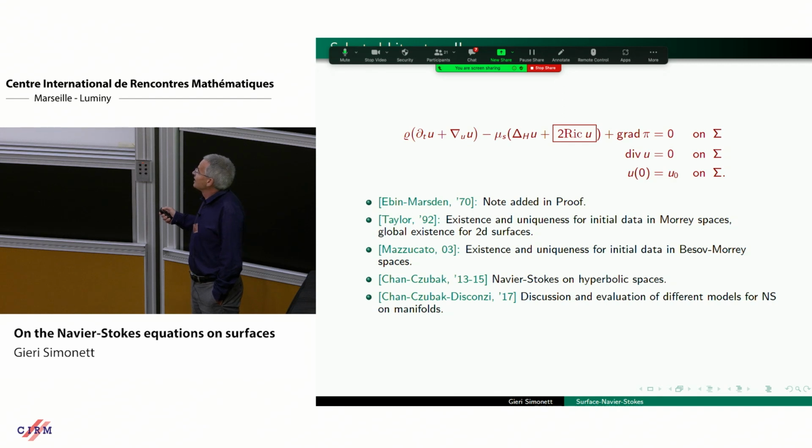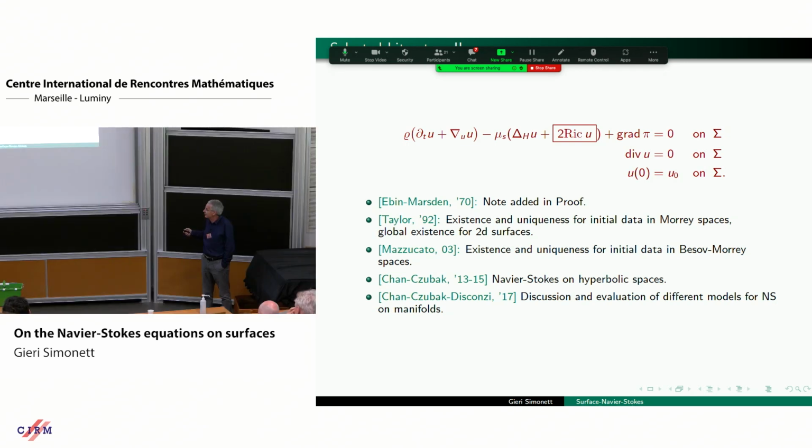So this formulation has then also been looked at by Michael Taylor, and here you can see what has been done with it, and by Anna Mazzucato. And then the same formulation has been probed on manifolds in hyperbolic spaces. This is a really interesting paper that discusses various proposals and what the drawbacks are.